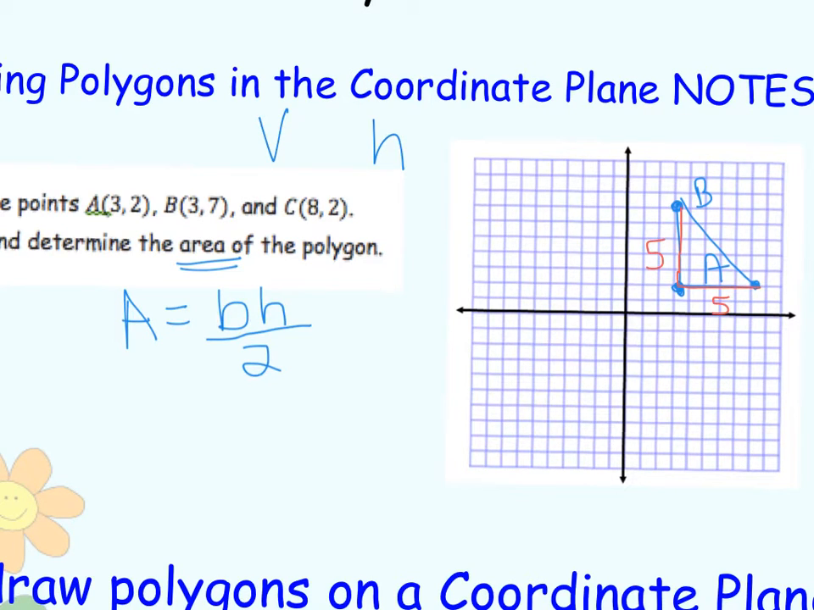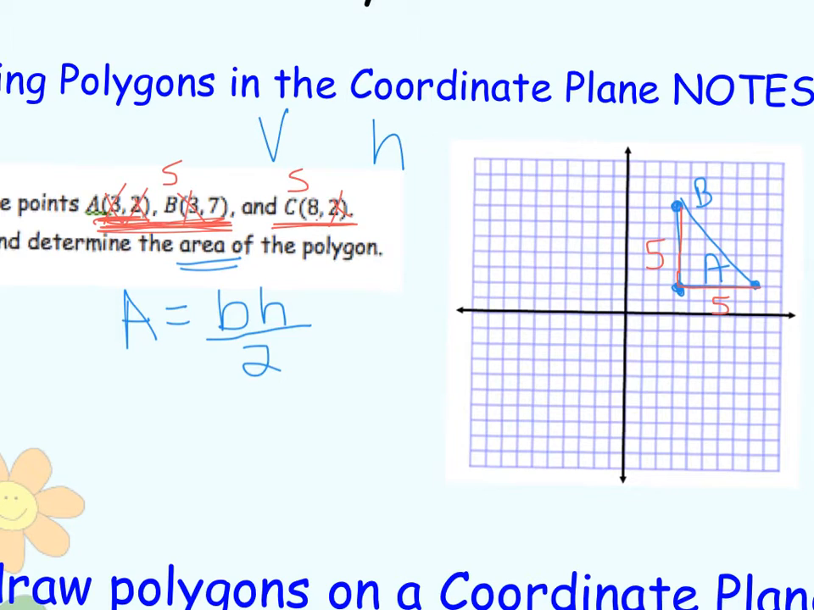We could have also looked at the ordered pairs. So here, between 3, 2 and 3, 7, we know that we're going to ignore the 3's, and between 2 and 7 is a length of 5. And then here, between A and C, we're going to ignore the 2's, and between 3 and 8 is a length of 5. So we can use the ordered pairs too.